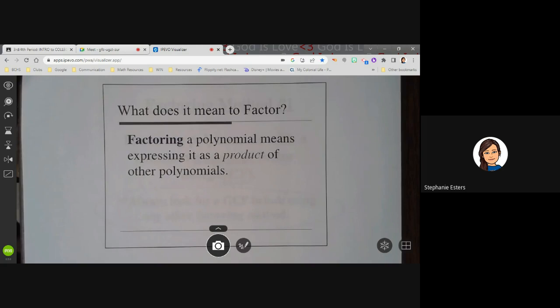So first things first, by definition, factoring is when we express a polynomial as a product of other polynomials. Now, we're going to look at several different formats for this. But I also want to call attention to the fact that the order in which I am giving you these factoring methods is very important. And it is the order in which we will attempt to factor all of our problems from here on out.